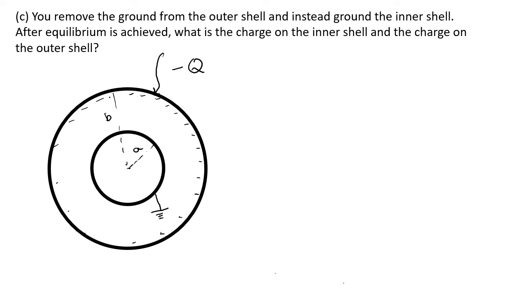That minus Q can only distribute itself in the conductor. It can go and sit on the inner side, or it can go and sit on the outer side, but it has nowhere else to go. When I ground the inner conductor, it has still no path to go anywhere. So that conductor and this conductor still will have minus Q charge.